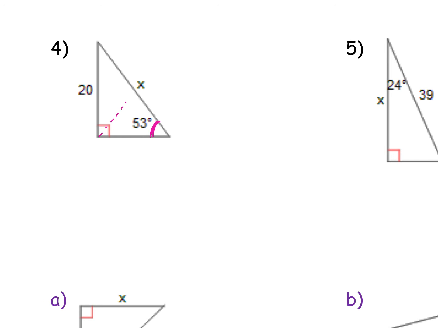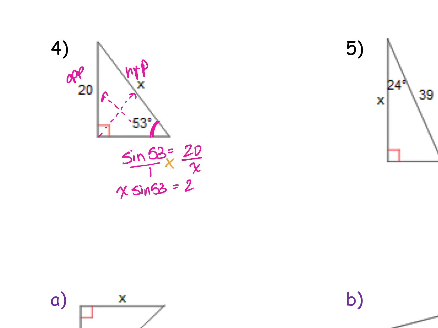I've got my hypotenuse, and I've got my opposite. So that's going to be sine of 53 equals 20 over x. Cross multiply, and I get x sine of 53 equals 20.